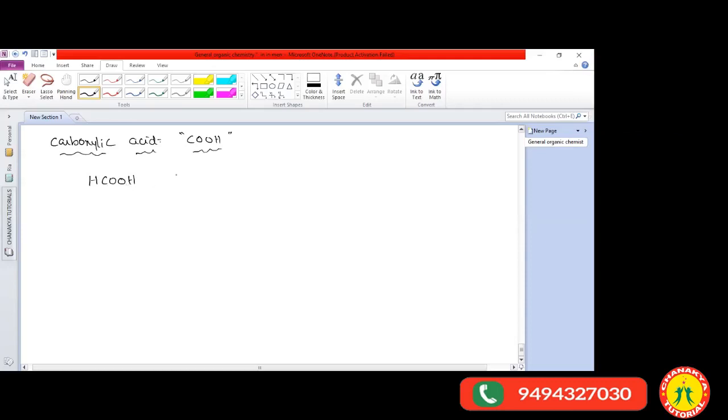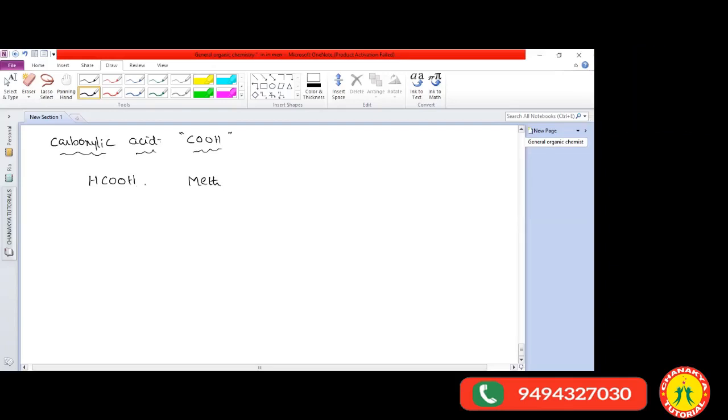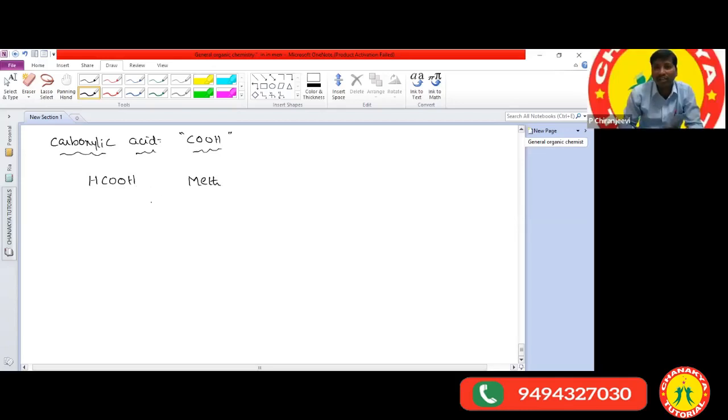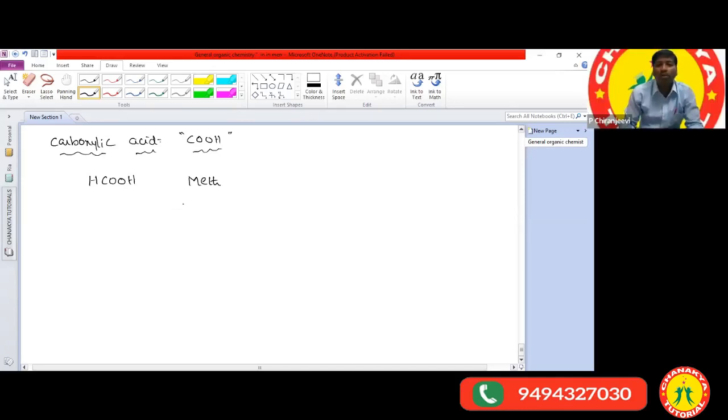One. So one means what is the root word? Meth. Very good. So meth is the root word. And is the given compound saturated or unsaturated? Saturated. When can we say the given compound is unsaturated? If there is a carbon-carbon double bond or triple bond, we call it unsaturated. The remaining part is saturation only.